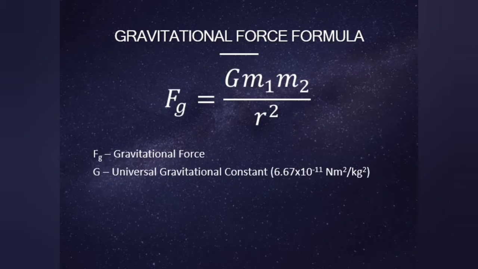Big G is a universal gravitational constant, which is 6.67 times 10 to the negative 11 Newton meter squared per kilogram squared. And you might need to write that down because you're going to use that number over and over. It's always that number.